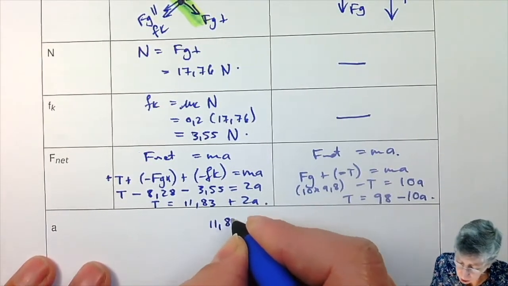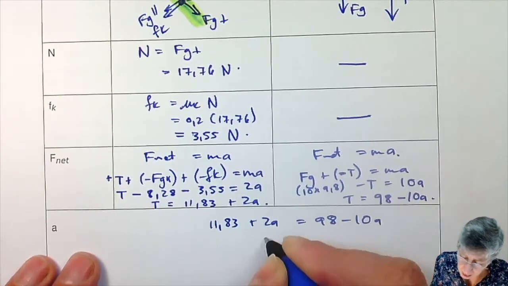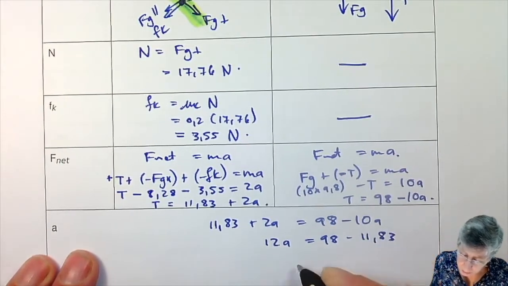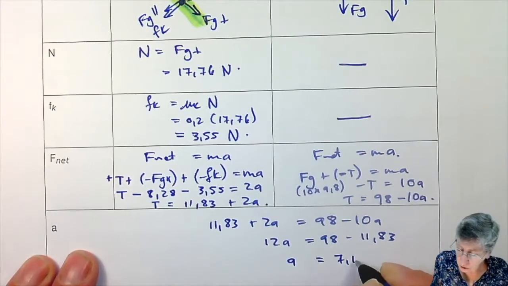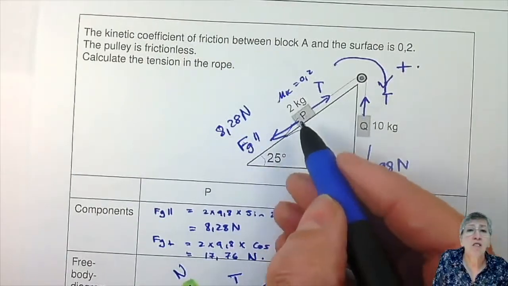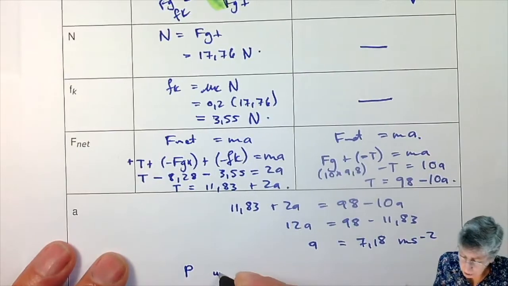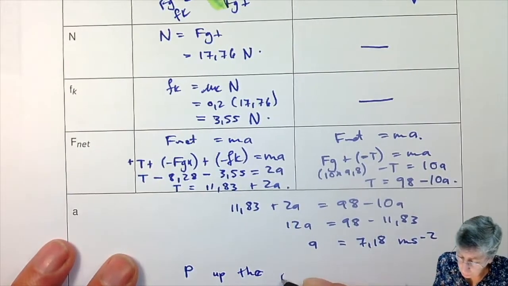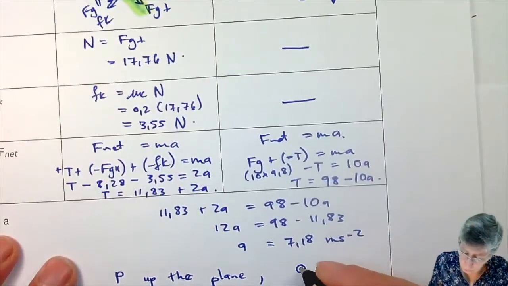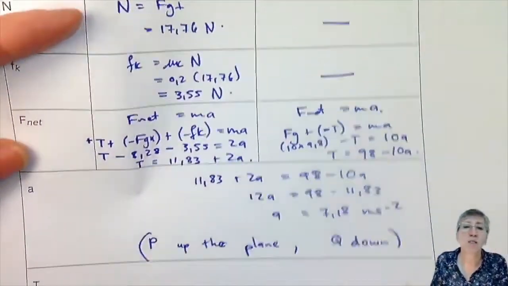So 11,83 plus 2a is equal to 98 minus 10a. I end up with 10a being 98 minus that 11,83 and ending up with an a of 7,18, and that is meters per second square. And if they asked me for the acceleration of p, for p it would have been up the plane, and for Q that would have been down. Right, but this time they only ask us for the tension.